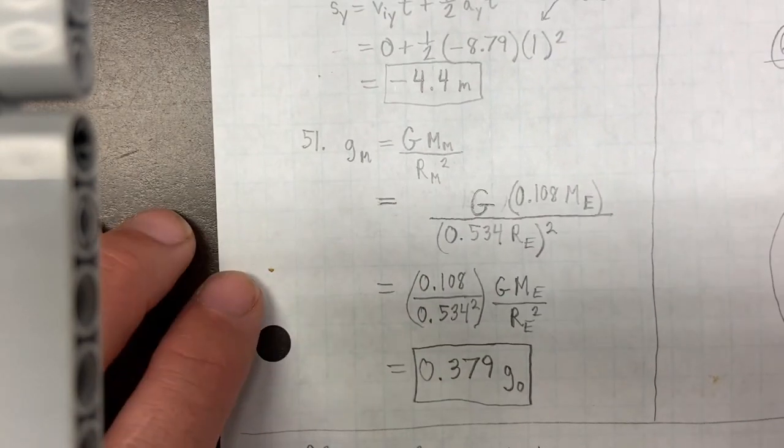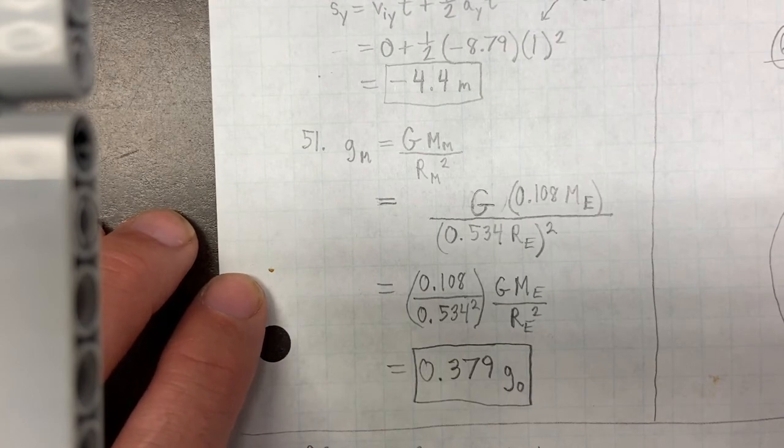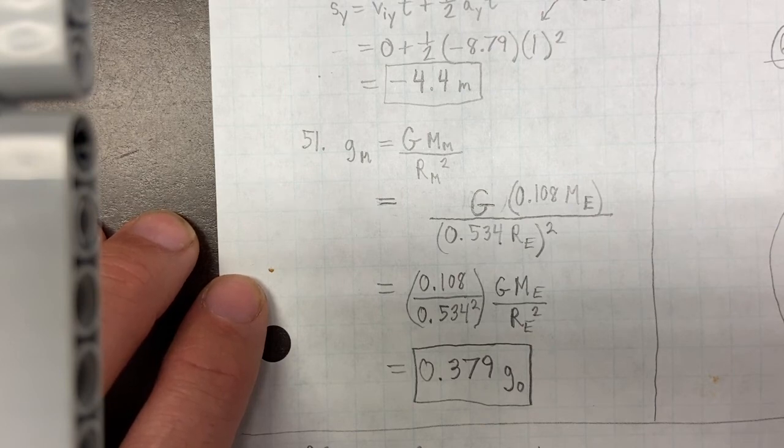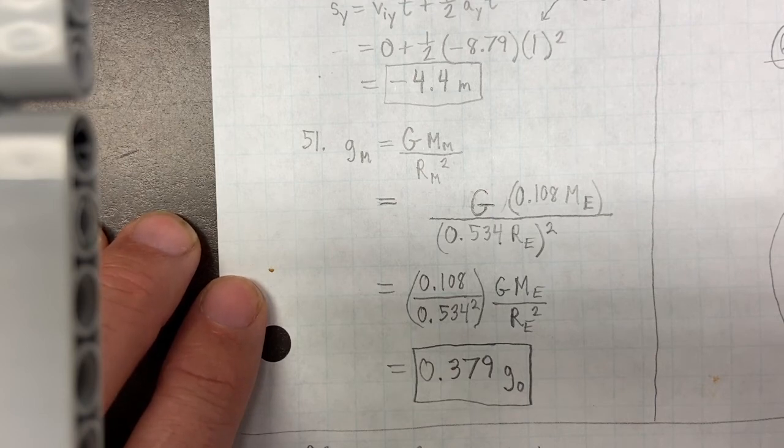Number 51. Mars has a mass of M equals 0.108 M_E. Better read: the mass of Mars equals 0.108 times the mass of Earth, and a mean radius r of Mars equals 0.534 times the r of Earth. Find the acceleration of gravity at its surface in terms of g_0. They're just saying g_0 because that's the reference g, 9.8 meters per second squared. Notice that they're not even using 9.81 here, because it doesn't matter for this problem.